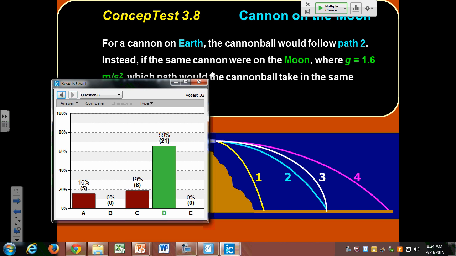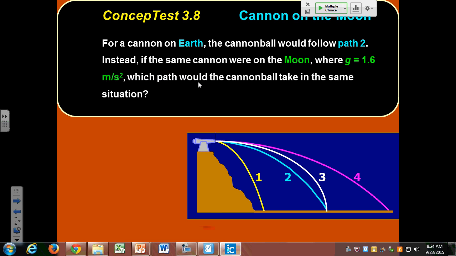Okay, awesome. D is the right answer. It accelerates in the y direction at a lower rate. That means it takes longer for it to fall down, which gives it time to go out at a further distance. So it falls at a lesser rate, meaning that it's able to travel a further distance in the x direction.